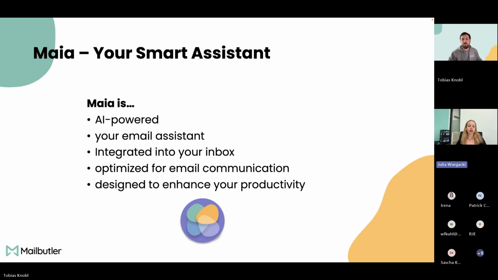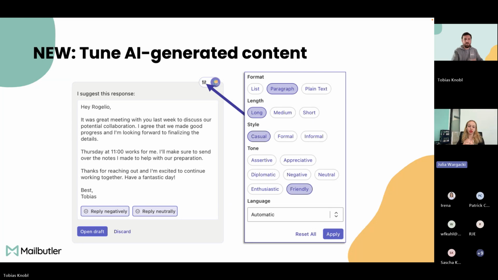While Mailbutler has been offering an AI tool for quite some time now, we're striving to make our features even better. So in the last months, our developers have put some really hard work into developing a new amazing feature, which you can see on the next slide. And that feature has been requested a lot by our users. This feature is the tuning feature, which gives you the option to customize the content that Maya generates for you. And this is the feature that we'll be focusing on in this webinar. So I'm just going to explain really quickly how the tuning feature works, but you'll see it in a live demo in a minute.